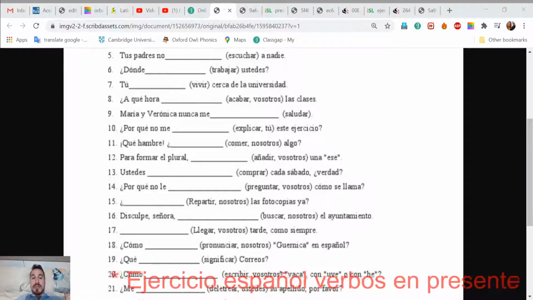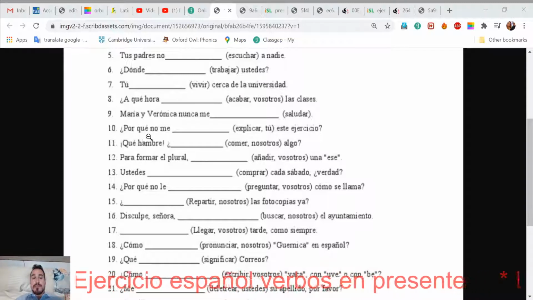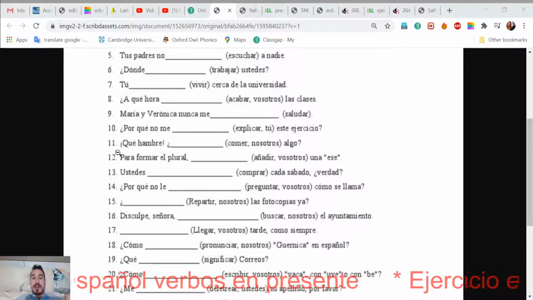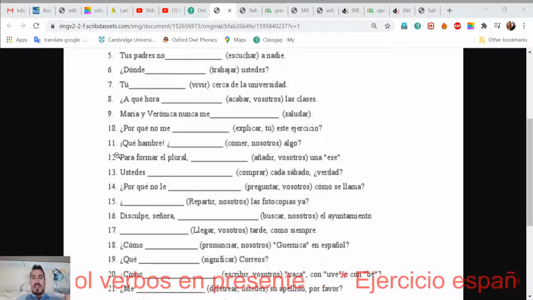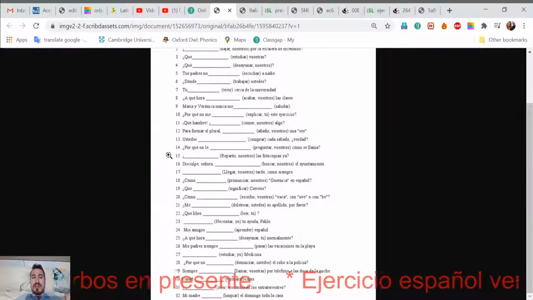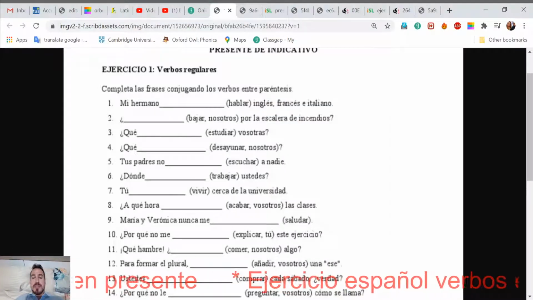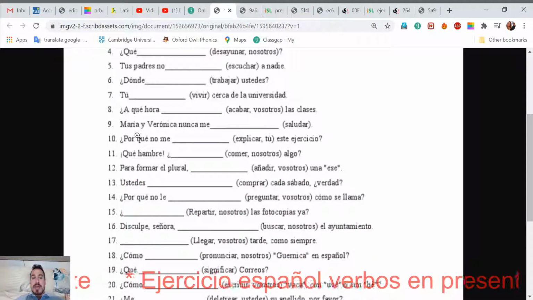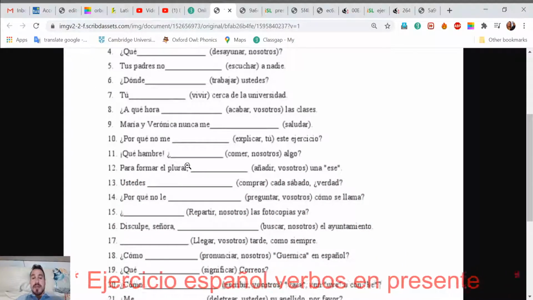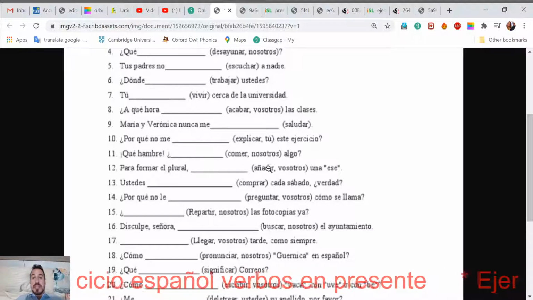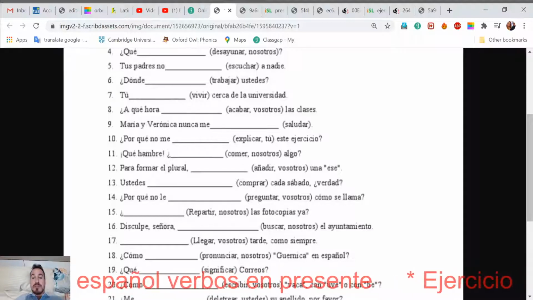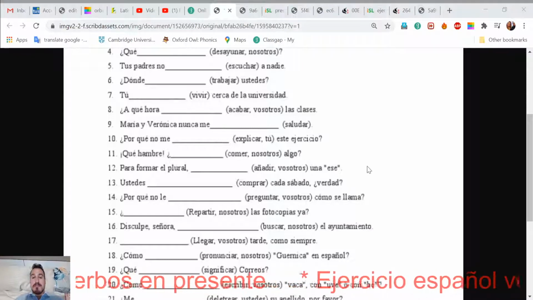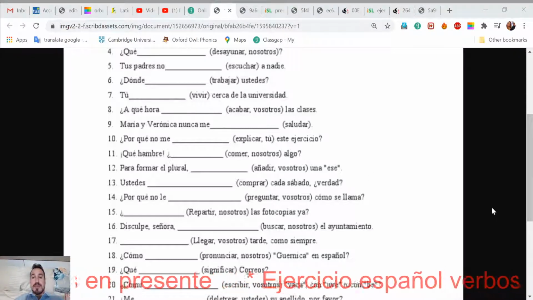So, que hambre literally means what? Hunger. So basically this is like saying so hungry. So, I'm so hungry, que hambre. Comemos algo. So, shall we get something to eat? So, algo means something. Alright.